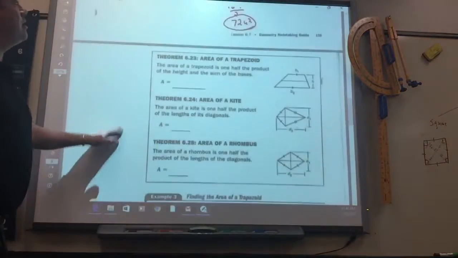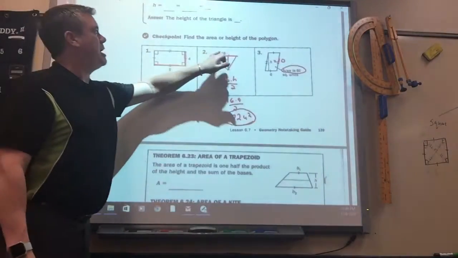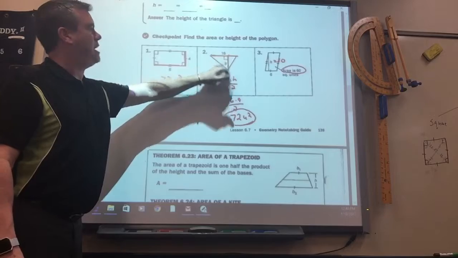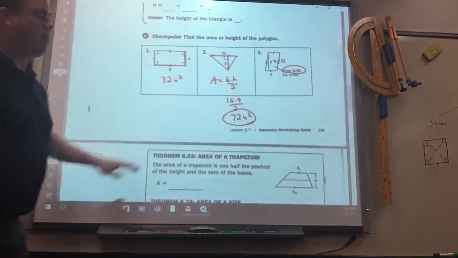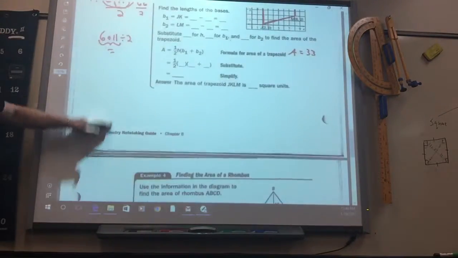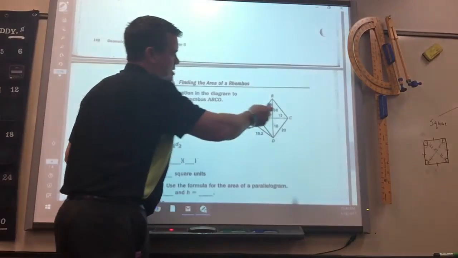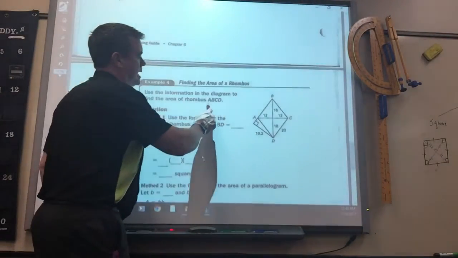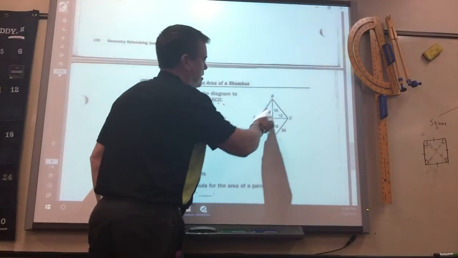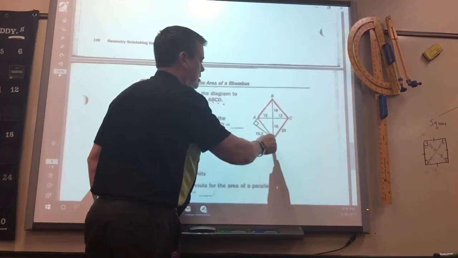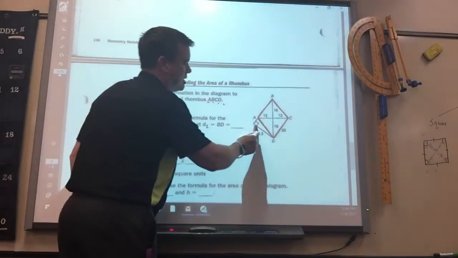Same thing on the triangle. Make sure you go the base times the height, press equals, and then divide by 2. Rhombus, they added some extra stuff in here to try and mess you up, but they just want A, B, C, D. So there's the rhombus. This has nothing to do with it.